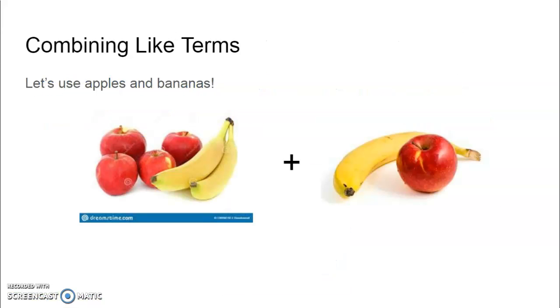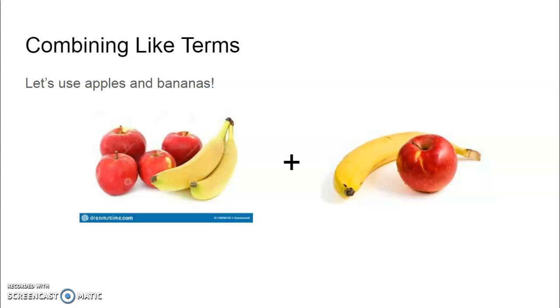One way I like to show this is with objects. All right, so I tried to find something I could find pictures of online. So I'm like, well, what about apples and bananas? It's perfect. So I found two pictures of apples and bananas here. And as you can see, there are 4 apples and 2 bananas in the picture on the left, and 1 apple and 1 banana on the picture on the right.